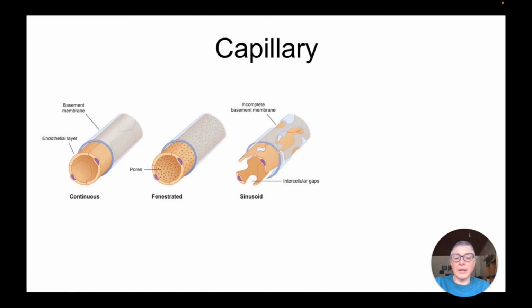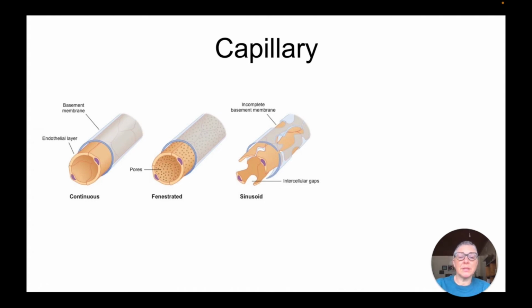Then we are looking at capillaries. So capillaries are a little bit different compared to arteries and veins. They don't have all of those structures that we just talked about. They have something called a basement membrane, which at this level of biology is not really important. And then we have the endothelial layer, that one layer of cells. So really, a capillary is just made up of this one layer of cells.